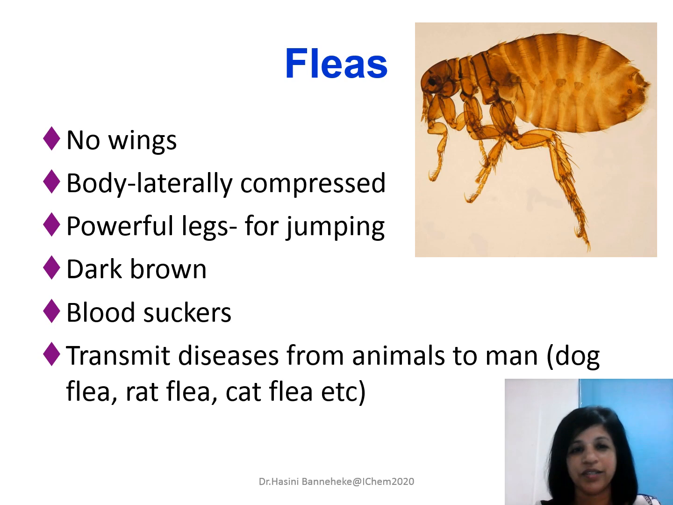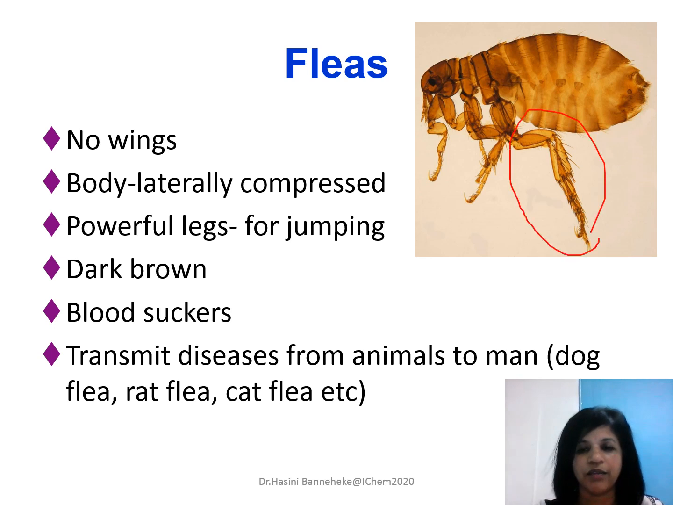So moving on to fleas, now these vectors have no wings. Their body is laterally compressed, that is, compressed side to side, and you can see that they have bigger, stronger legs. That is because they move by jumping. They are dark brown in color, and they are bloodsuckers, and they transmit diseases from animals to humans. These fleas are mostly dog fleas, cat fleas, rat fleas, etc.